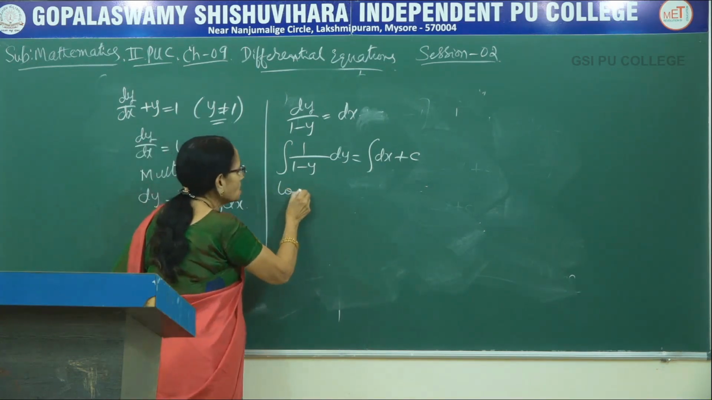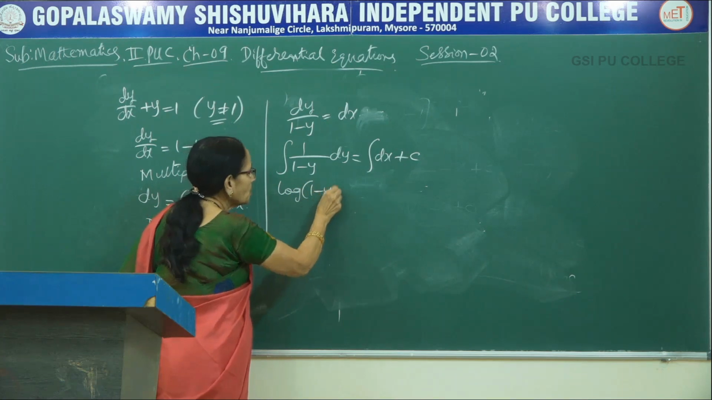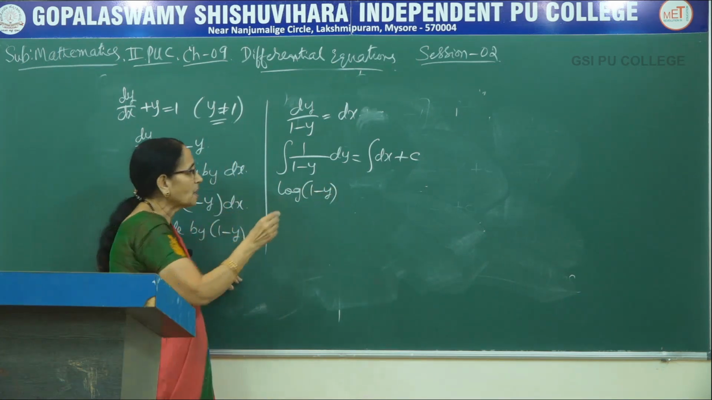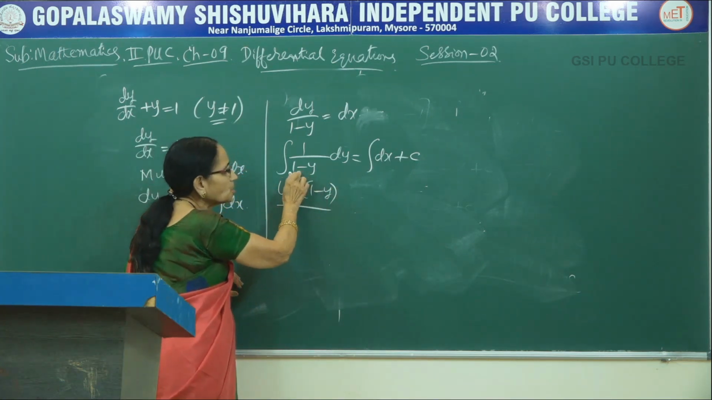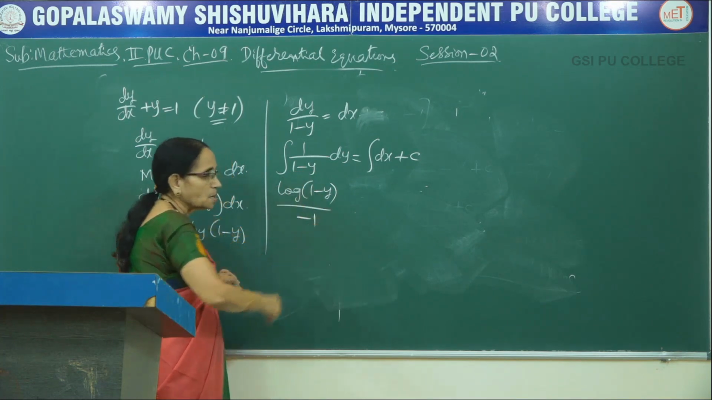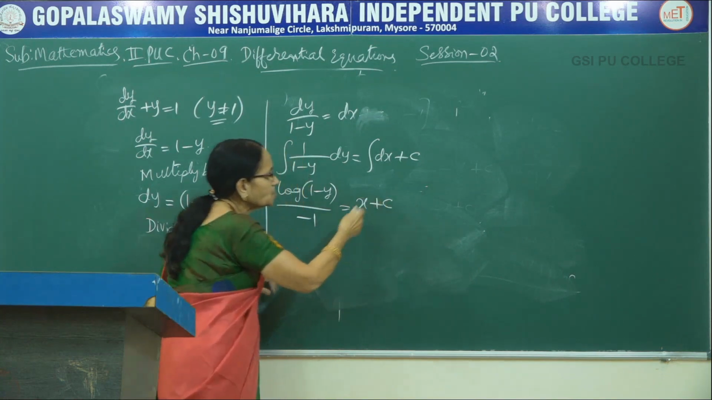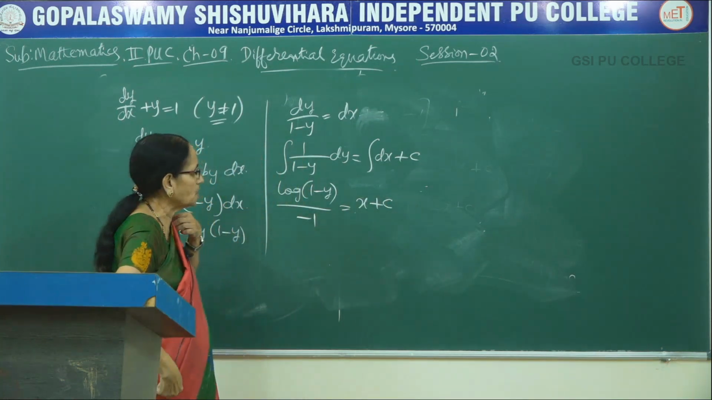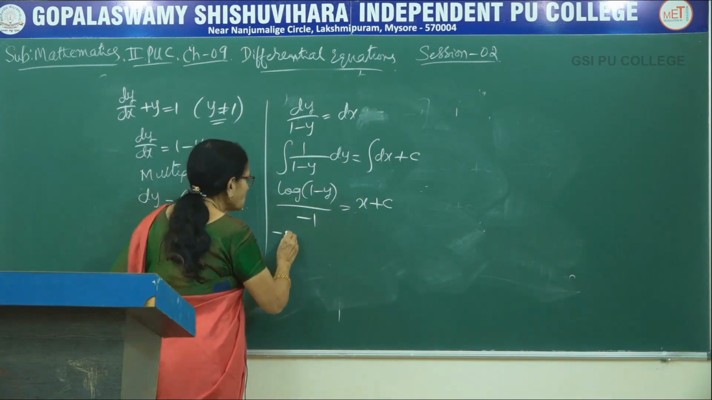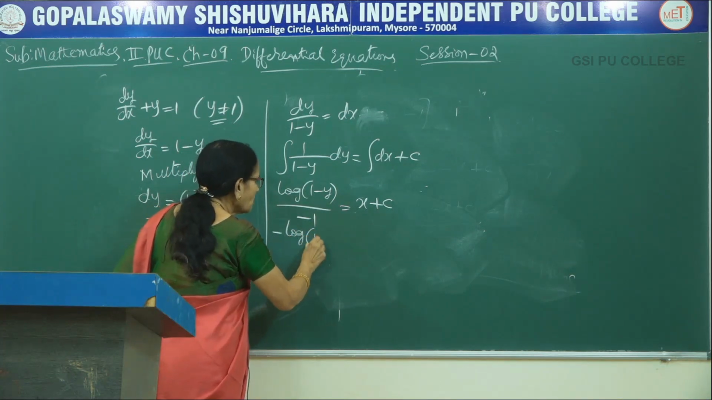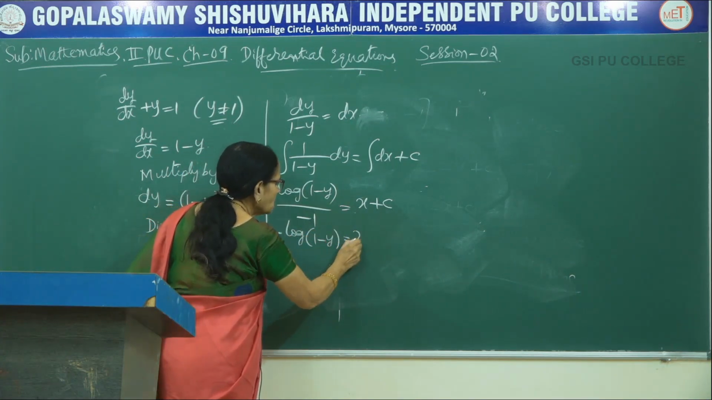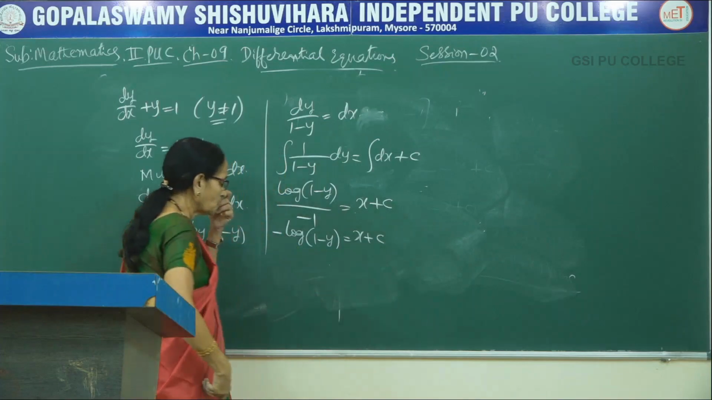Now it is a logarithmic function, log of 1 minus y, but divide this by the coefficient of y. What is that one? It is minus 1. That is equal to, this is a simple function, x plus c, that is minus of log of 1 minus y is equal to x plus c.